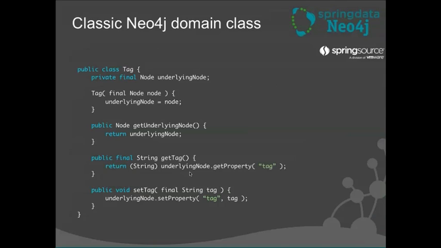Yeah, let's start with a look at the old days. Before SDN, you wrote your domain classes more or less like this. Probably you used some inheritance, but the approach was similar. So you put your actual node into your class, and then you redirected getter and setter access to the properties of this node. And you can easily imagine that for a lot of properties and a lot of attributes, it got quite tedious to have all this code. And even for a bigger domain, it's not so nice to maintain all this information and all this code.